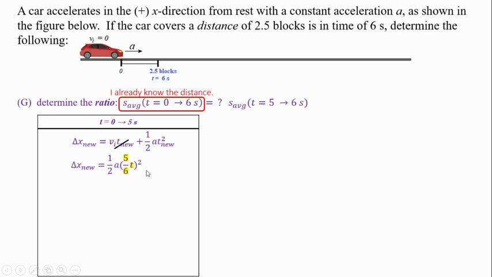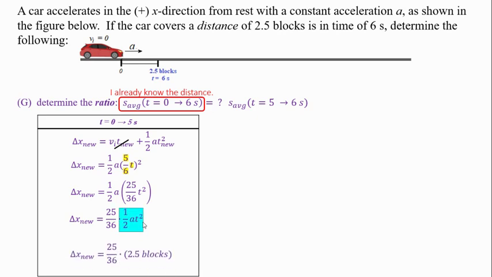And then there's that t. If you distribute properly, you should get 25 over 36 and then t squared. So 25 over 36 is my quote-unquote coefficient that I've just found. I'm going to pull that out in the front, replace 1/2 a t squared with 2.5 blocks. If you do this on your calculator, you should get the new distance of 1.74 blocks. But keep in mind, this is the amount of blocks from 0 to 5. So as you practice, know what you need, know what you're trying to find, okay? I just found the distance from 0 to 5.